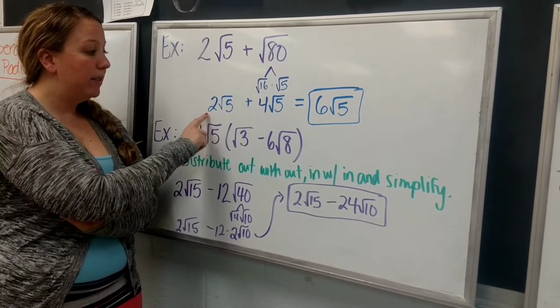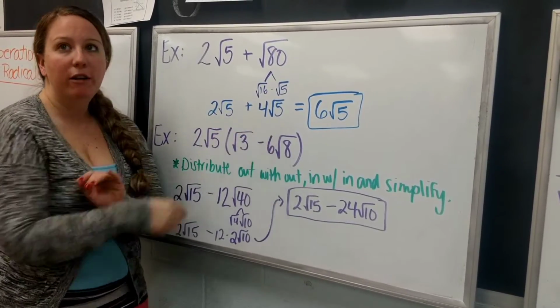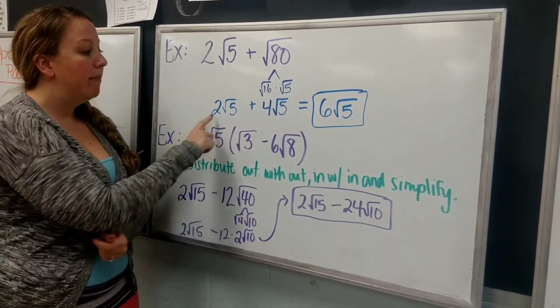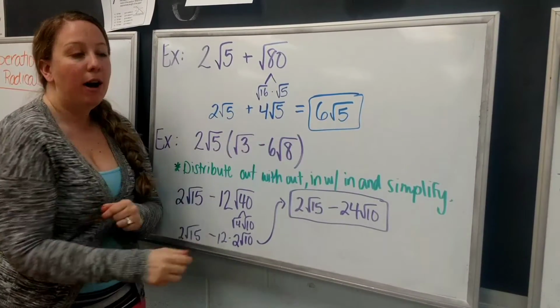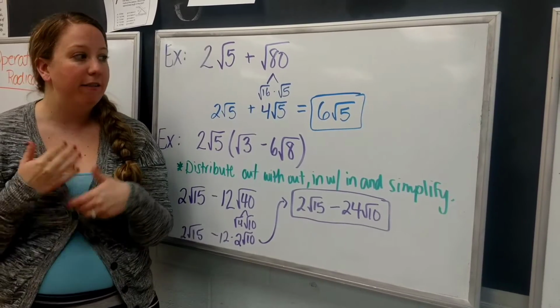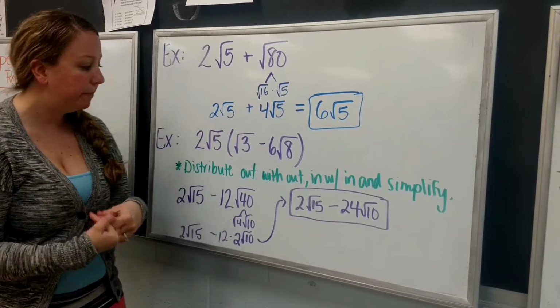So now when I go to say 2 radical 5 plus 4 radical 5, I can actually add those. And I add my two numbers out front. 2 plus 4 is 6, and the number under the radical stays. So I have 6 radical 5.